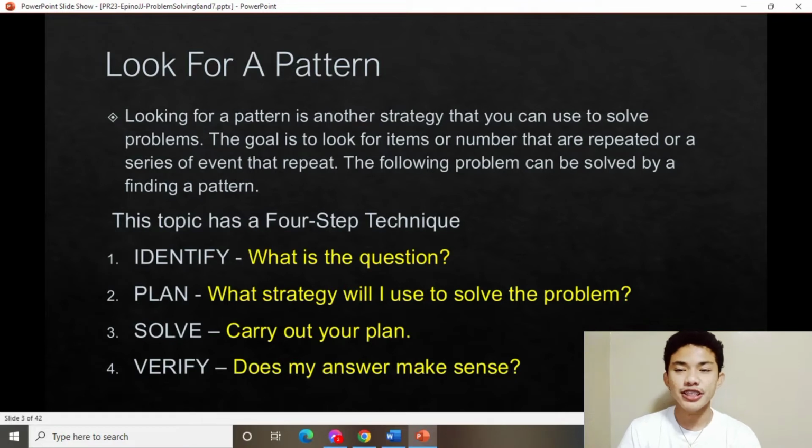This topic has a 4-step technique. First is to identify what is the question asked. Second is plan. What strategy will you use to solve the problem? Third is to solve. Carry out your plan. And fourth is to verify. Does my answer make sense?